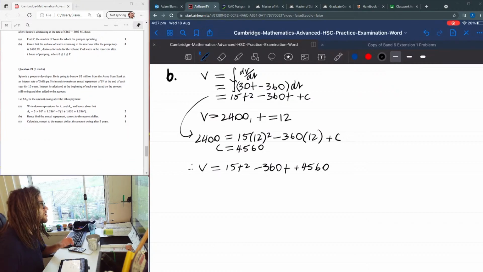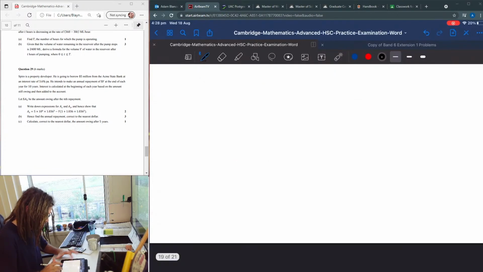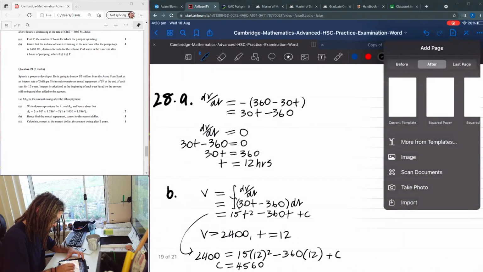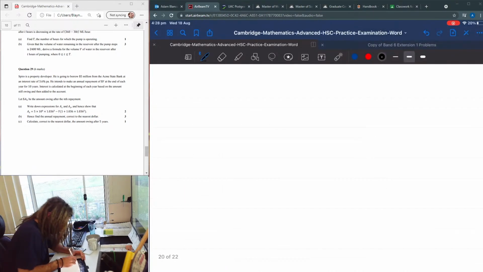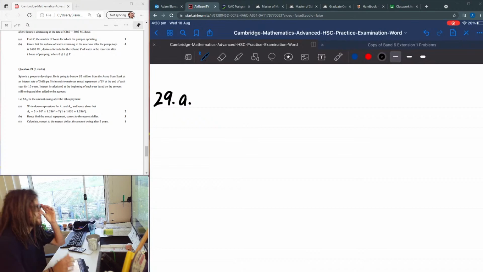Question 29. Spyro, property developer, it's only 5 mil. Okay, it's a show that question, so it's giving me what I'm aiming for. So that's pretty generous. Let me make a new page. Question 29. Is it A? Yeah. Write down an expression for A1, A2, and hence show that A3 is equal to that. So this is one of those ones that I'll always tell you about, that they're always exactly the same. Once you get it once, you're good.